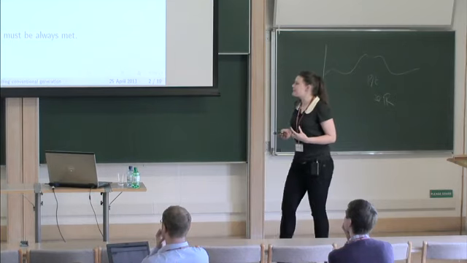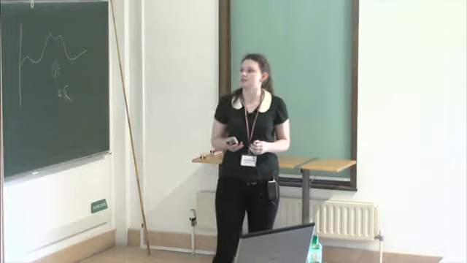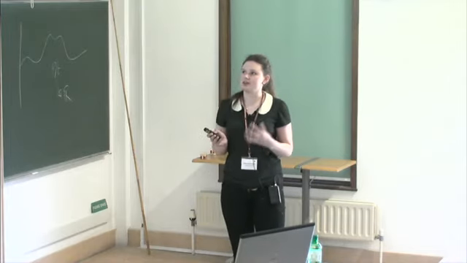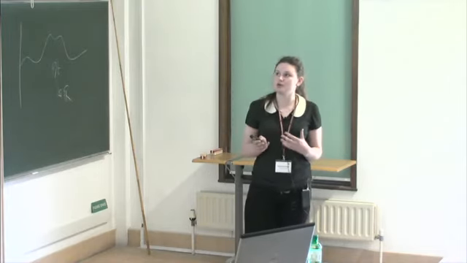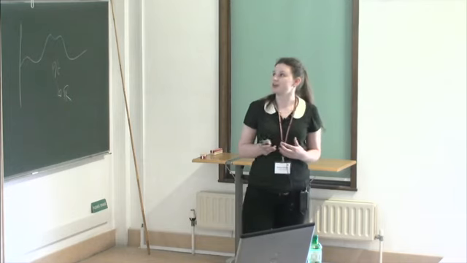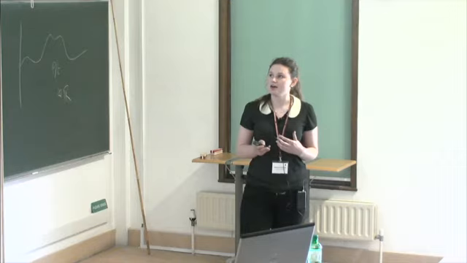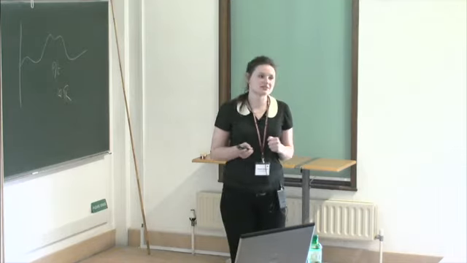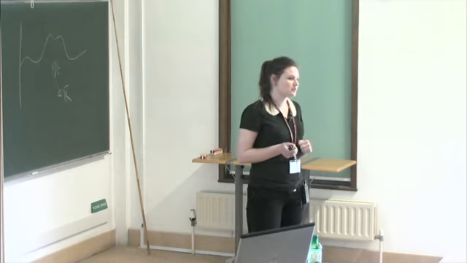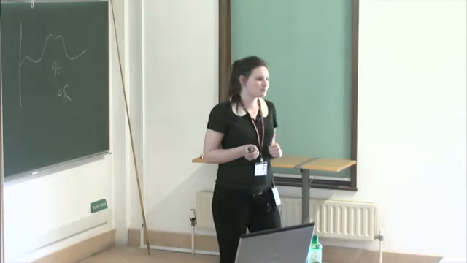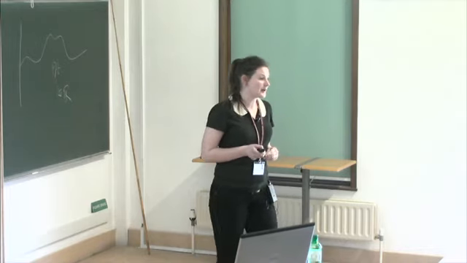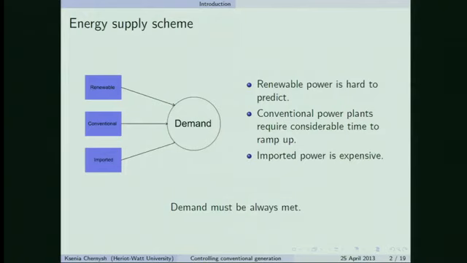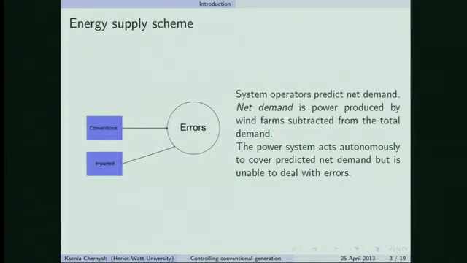So there are main features of these sources. As we all know, renewable power is really hard to predict. Conventional power plants require some time to ramp up and down, so we have ramp constraints, and imported power is quite expensive, and we want to avoid purchasing this imported power.